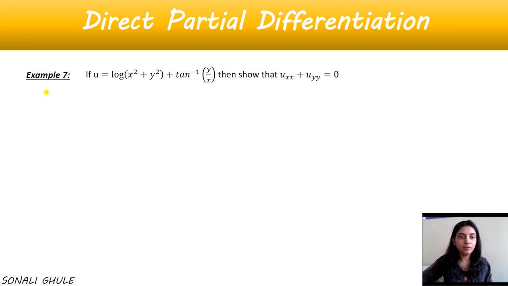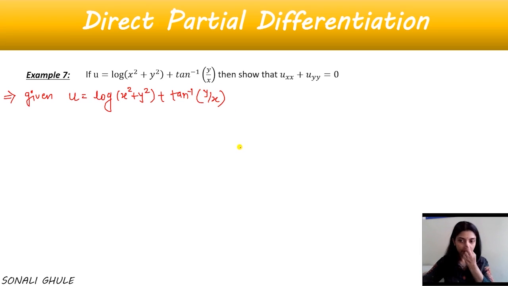Let's solve the example. First of all, always write down the given part here. Okay, given is u equal to log of (x square plus y square) plus tan inverse (y upon x). Right? Now here, first of all, I'll differentiate this u with respect to x. Right? So differentiate u with respect to x partially.